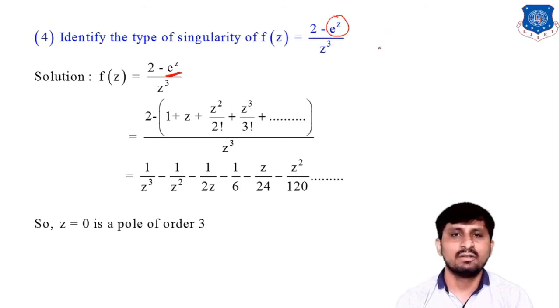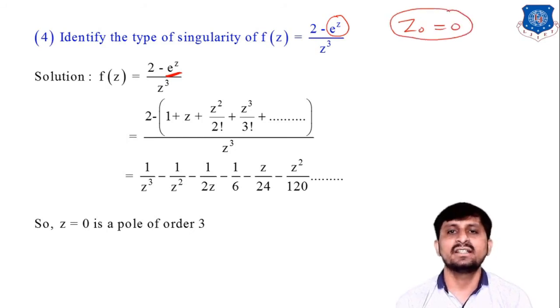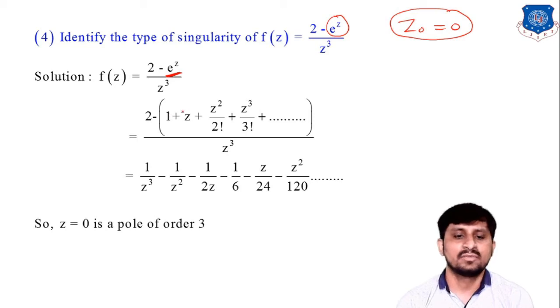Now first of all, what is your singular point? Z0 is equal to 0. I hope you can understand. 0 is the only singular point, because otherwise this function is analytic. 2 minus e raised to Z upon Z cube is analytic everywhere except 0, because at point 0 the denominator becomes 0. Okay, and now some simplification.